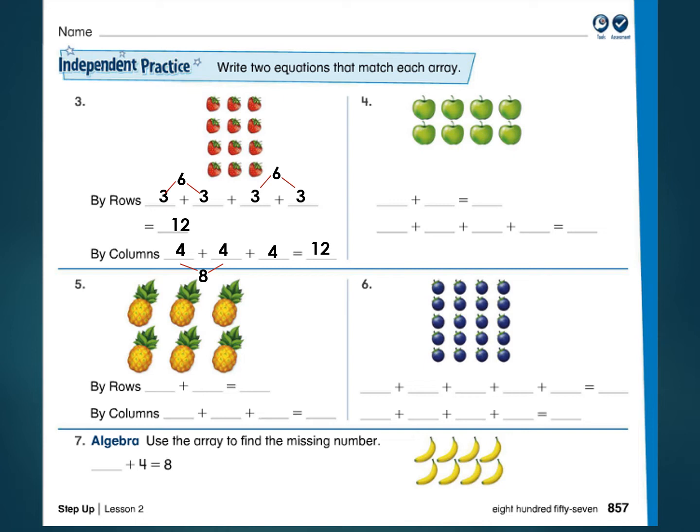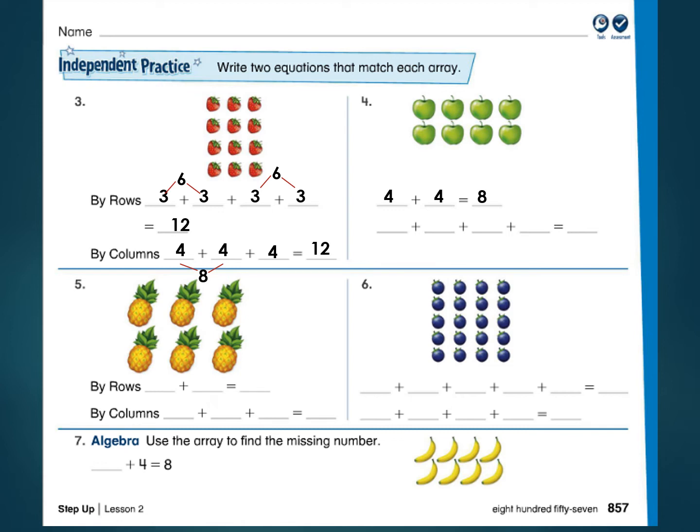Now number 4. How many green apples are there? Let's solve it by rows first. There are 2 rows. Each row has 4 green apples. So 4 plus 4 equal 8.